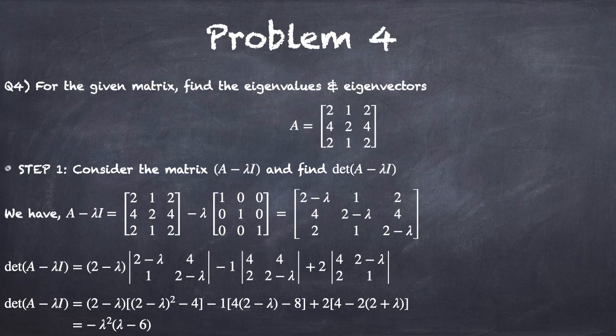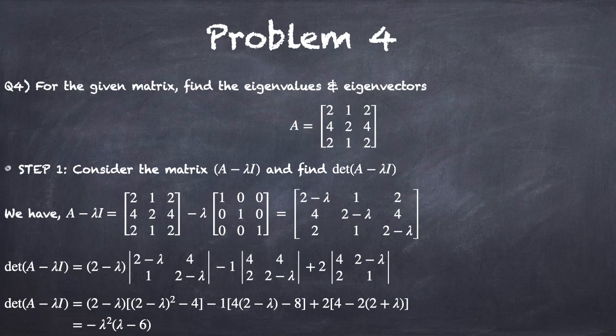So suppose I take the first row, which is 2 comma 1 comma 2. I multiply that by 2, I can get the second row, and the third row is the same as the first row. So I can actually obtain two of the rows using just one row. So this tells you that it has rank 1. So consider the matrix A minus lambda I and then find the determinant of A minus lambda I.